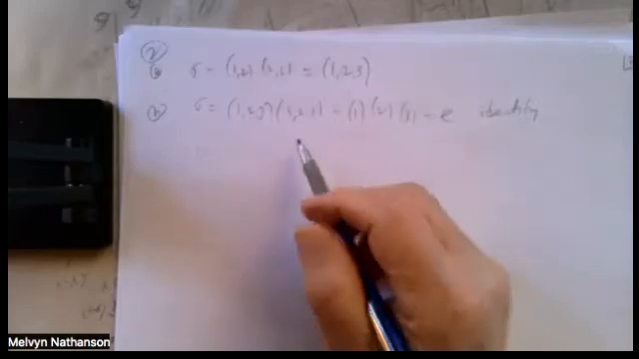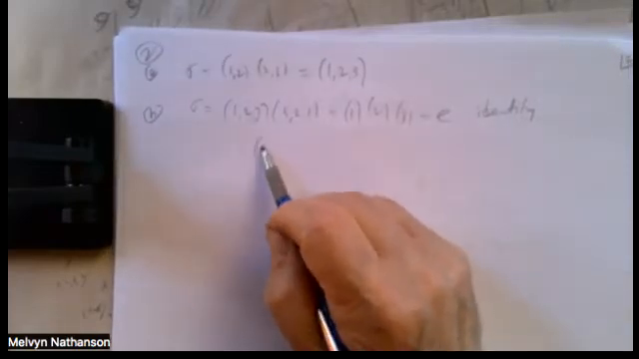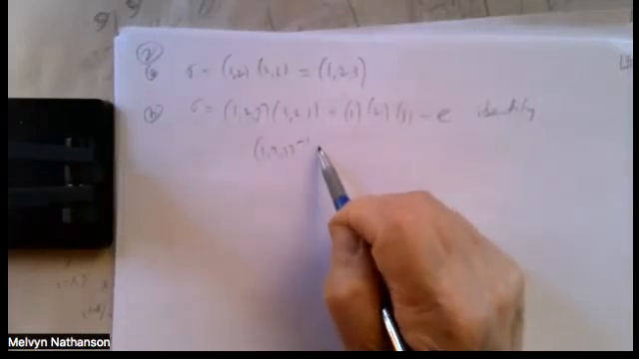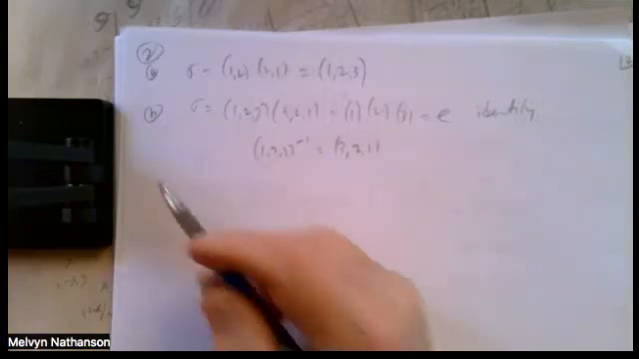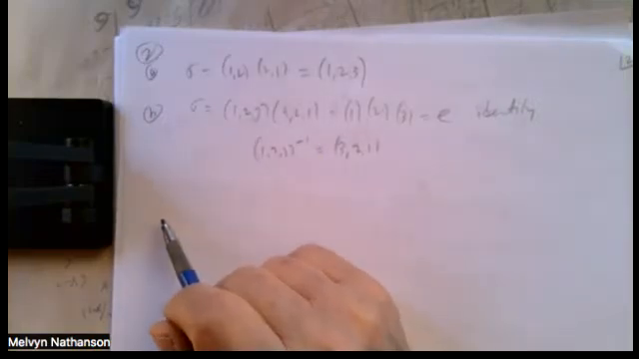So this permutation is the identity. 1 to 1, 2 to 2, 3 to 3. And that also says that the inverse of (1 2 3) is (3 2 1), because this times this is the identity. Each of these is the inverse of the other. Any questions so far?